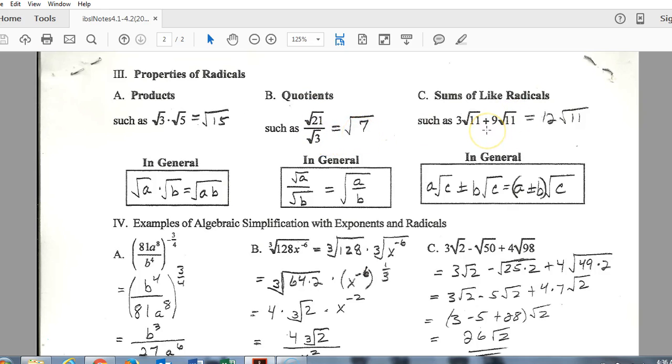When it comes to adding, it's very particular. They must be the same root and have the same base under the root. But in this case, it's the same idea as adding like 3x plus 9x. The x doesn't change. You only add the coefficients, or the numbers in front. So 3 root 11 plus 9 root 11 is just 12 root 11. The root wouldn't change.